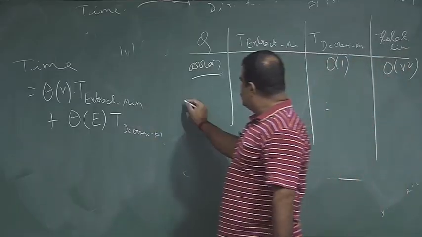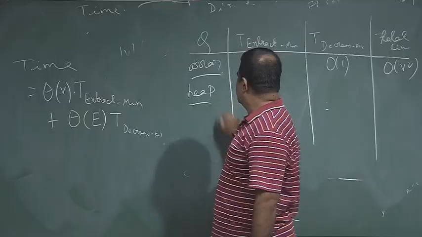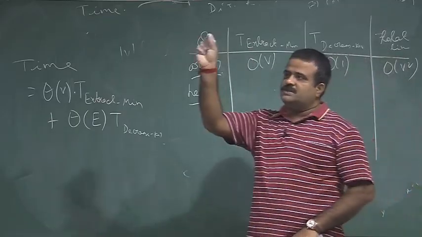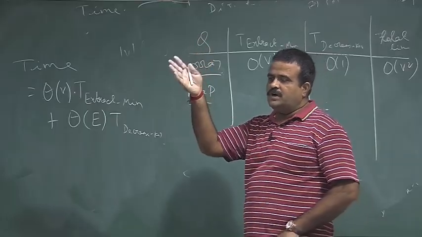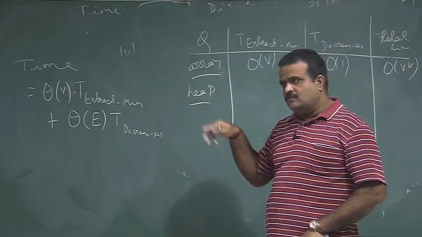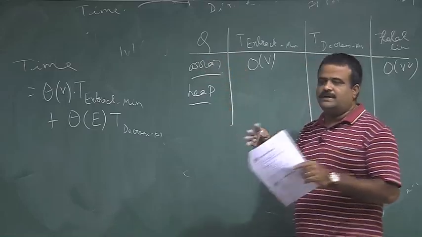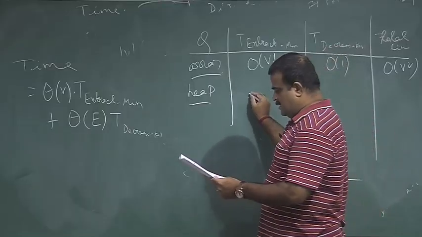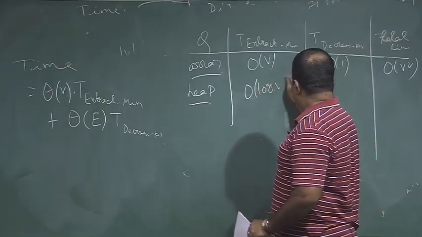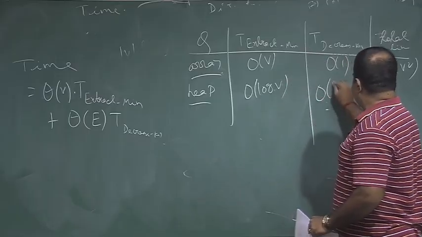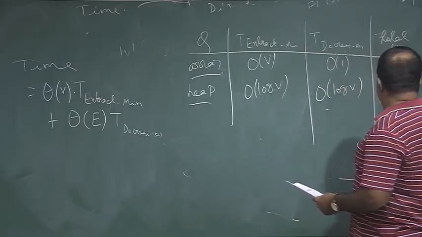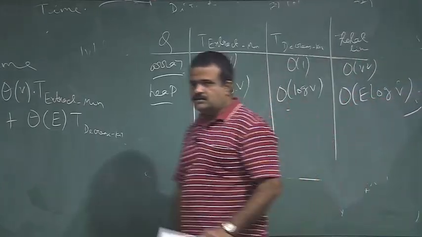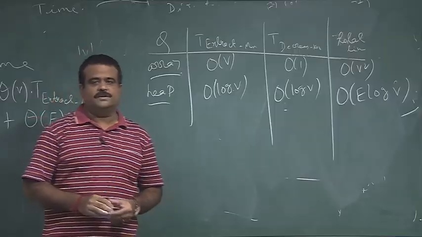Okay. Now, if we use the binary heap, min heap, then extract min will take, because the minimum is in the root, we will just take it, and the heap property is violated, min heap property. So, we need to do the min heapify. That will take basically order of log v, and decrease key is also order of log v. So, this is basically order of E log v. Okay. So, this is the time complexity for Dijkstra's algorithm.